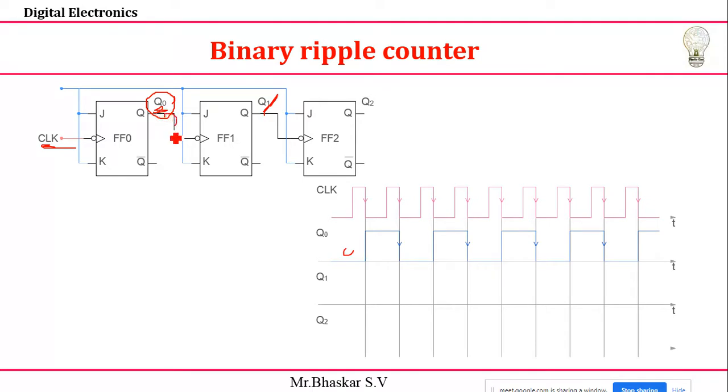But there it totally depends upon the negative edges. Here also it does not depend upon the negative edges of my clock. Here it is synchronous with respect to output, it is not synchronous with respect to clock. That's why it is asynchronous with respect to clock. Then I'm going to take the negative edge of this one. Just see how I'm going to analyze.